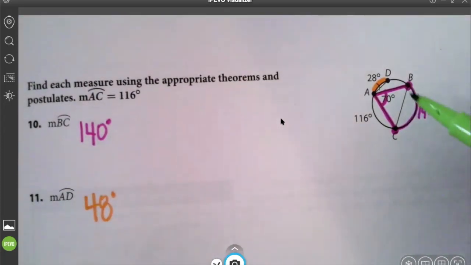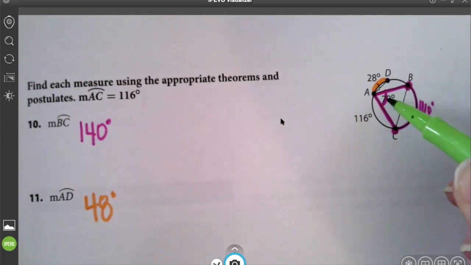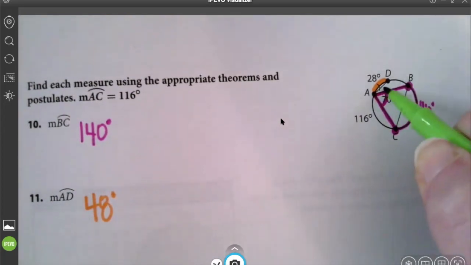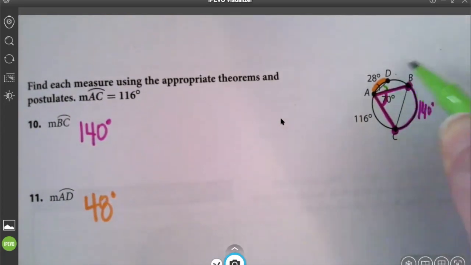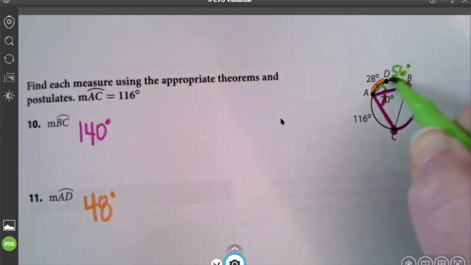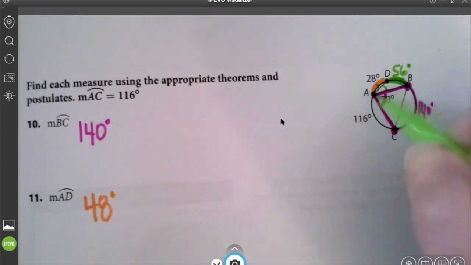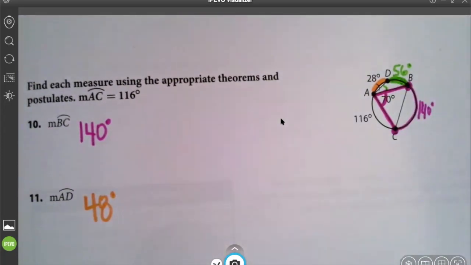So yeah, if you're, well, actually, 28 times 2 is going to go right here. So 28 times 2 is 56. And that gives us BD, but we need this orange one over here. So now what?